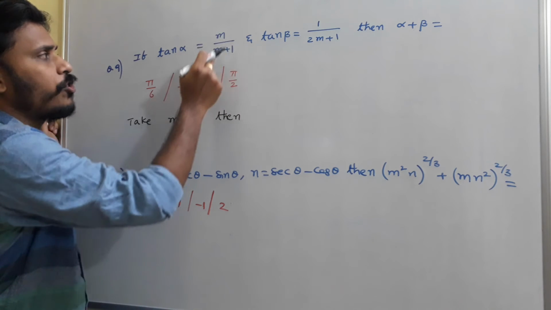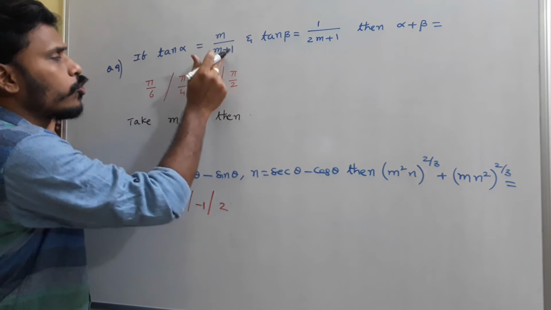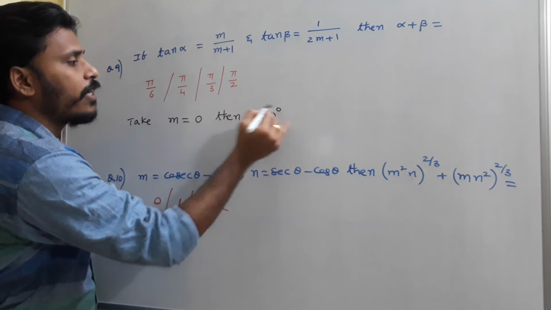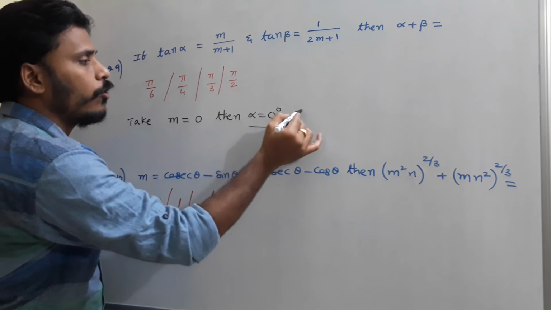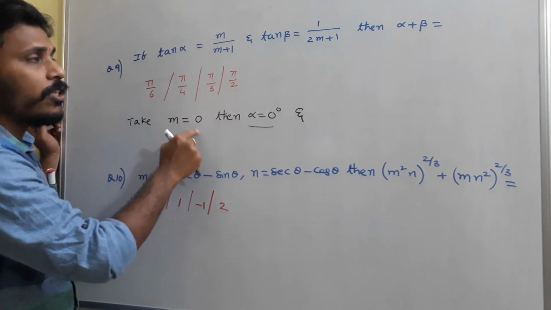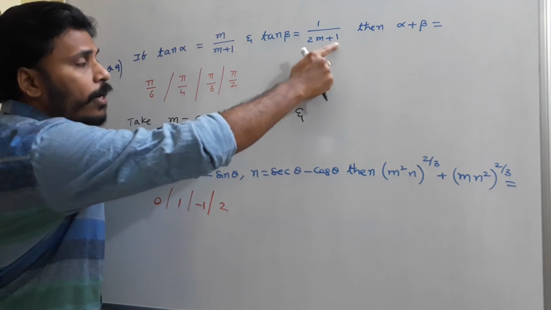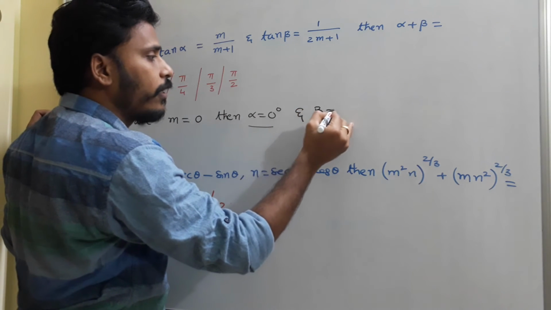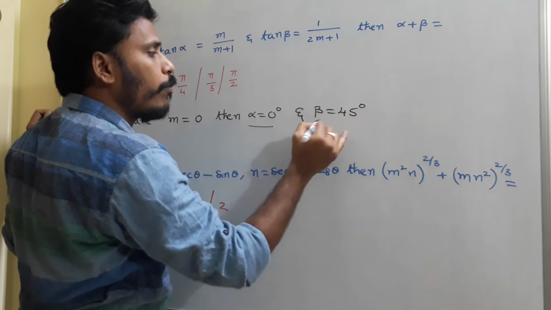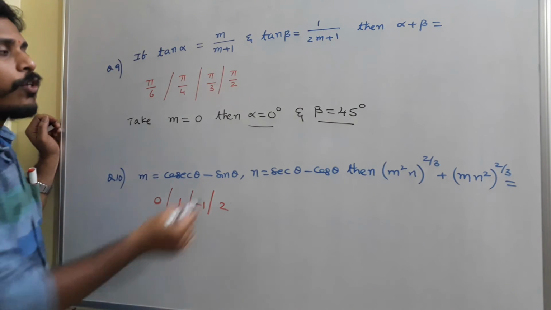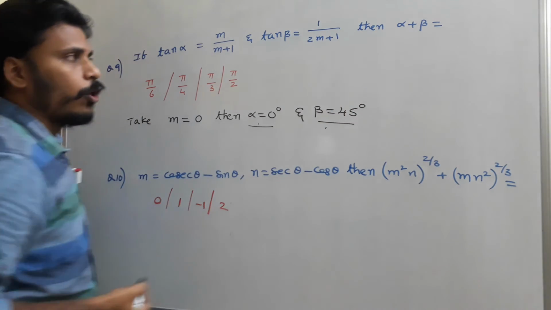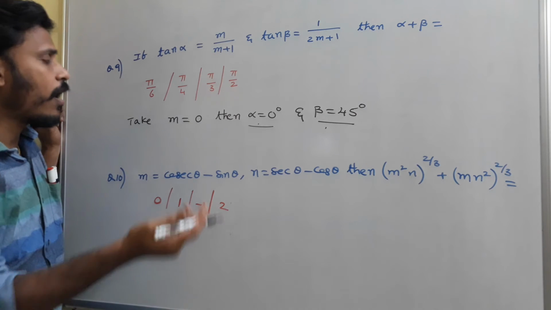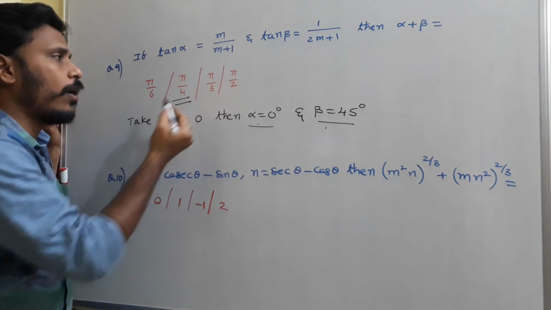See, if you place m as 0, 0 by something is 0, so tan alpha is 0. Since tan alpha is 0, alpha is again 0. Alpha is 0. And when you take m equals 0 here, the denominator is 1, 1 by 1 is 1, and beta is equal to 45 degrees. Since alpha is equal to 0, beta is equal to 45 degrees. So alpha plus beta we need to find. So 0 plus 45. So 45 degrees is your answer, and among these pi by 4 is your answer.